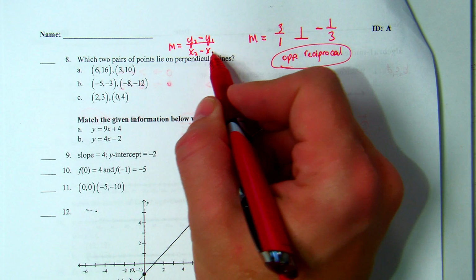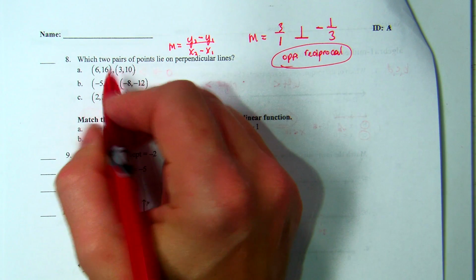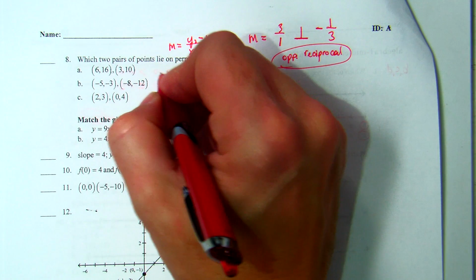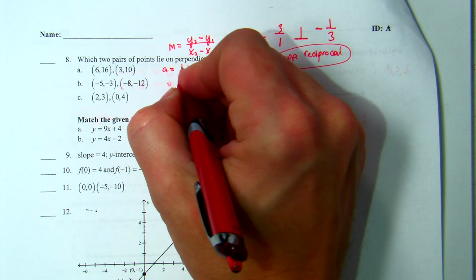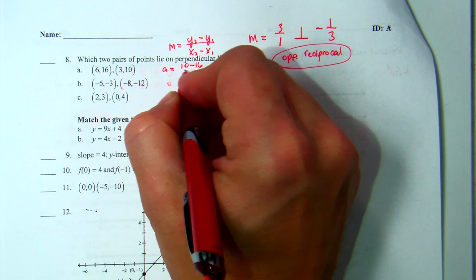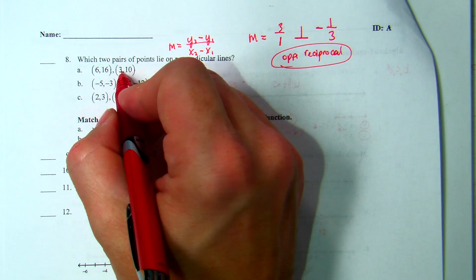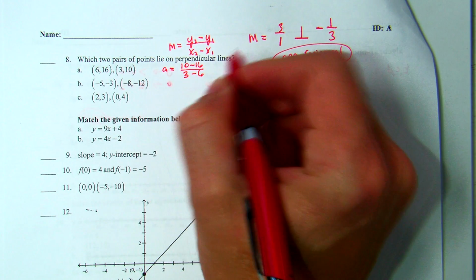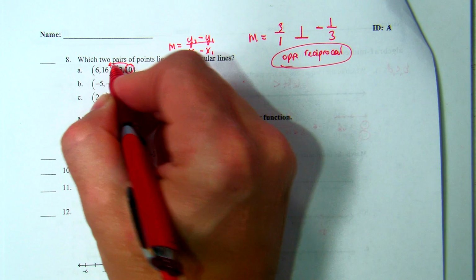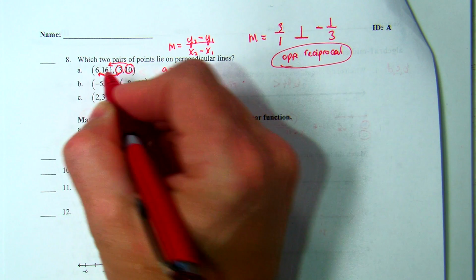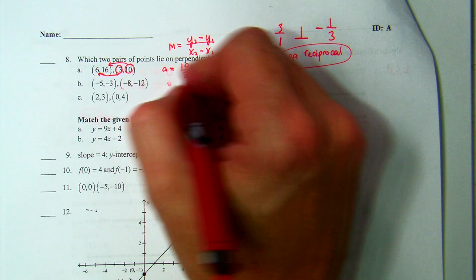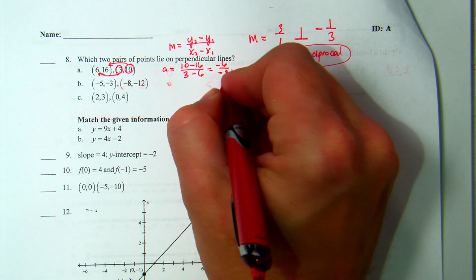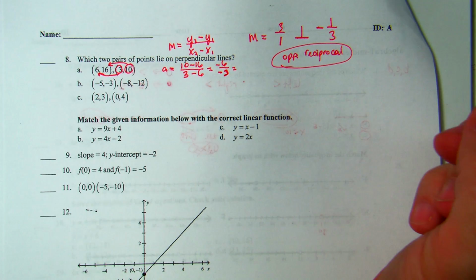y2 minus y1 over x2 minus x1. So we just need to drop these points into that formula, find the slopes, and see if we can find an opposite reciprocal. For A, we're going to have 10 minus 16, and then x2 minus x1 is going to be 3 minus 6. Everybody see where we got that? We're going to take the 10 minus the 16, take the 3 minus the 6. All right, that's going to give us negative 6 over negative 3, which is the same thing as what?